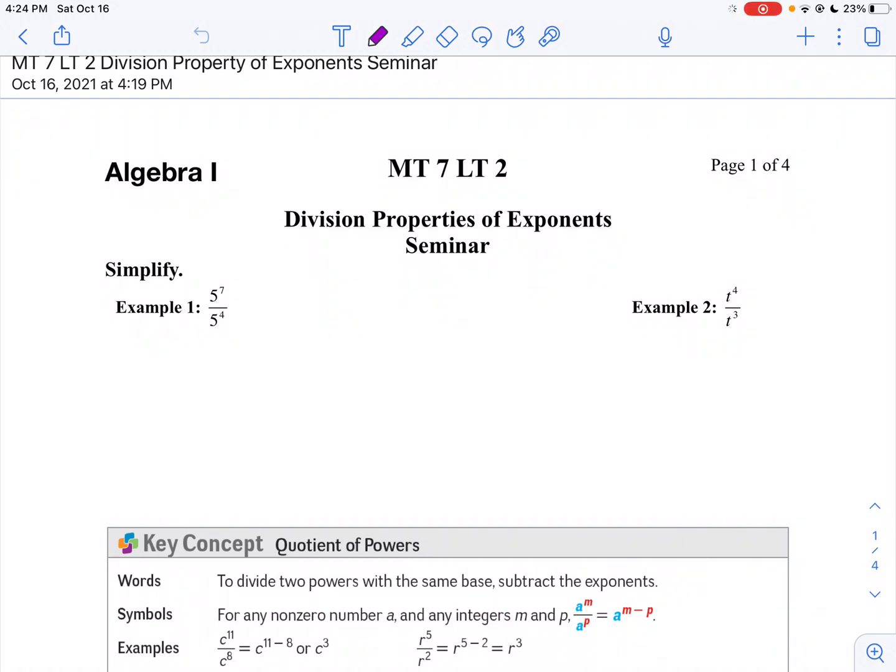Hello, in this lesson I want you to divide monomials using the properties of exponents. I want you to simplify expressions containing negative and zero exponents. The vocabulary we're going to come across is order of magnitude.